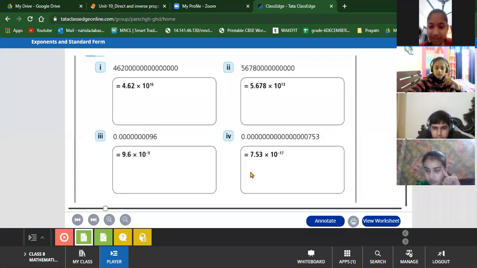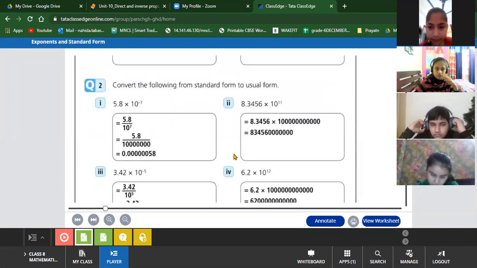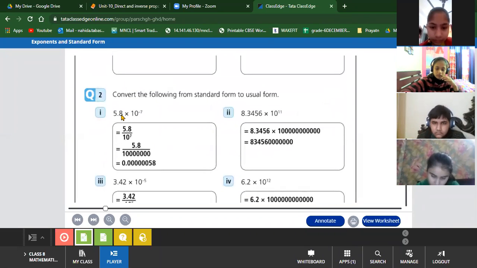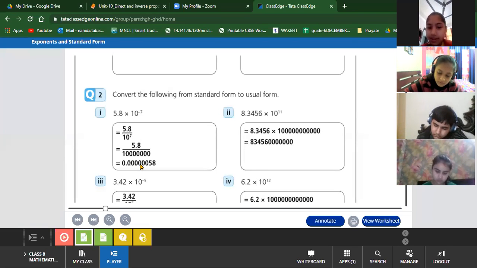You all are correct. Chaliye, let's move on to the next part where you are supposed to convert them into the usual form. So the first is 5.8 multiplied by 10 raised to the power minus 7. Because the power is negative, you definitely have to write it as the denominator. And then the number would be 0.00000058. So 6 times 0, then 5 and then 8.